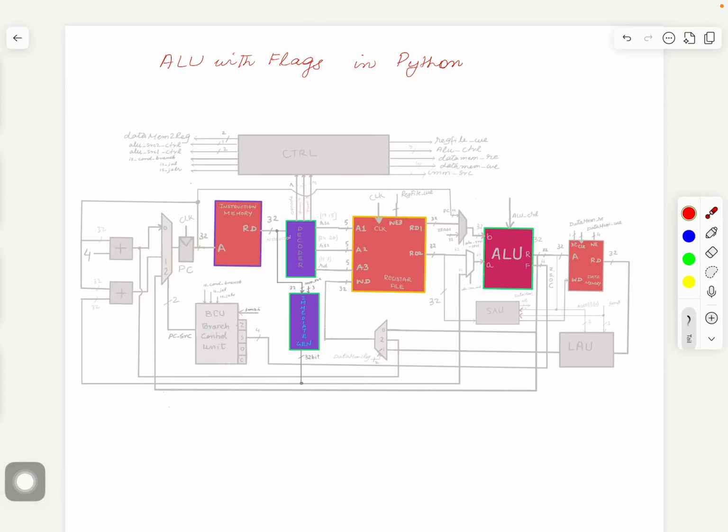This is Rashid here. So, what we have already covered is instruction memory, register file, data memory, decoder, immediate generator. So today we're going to look into the ALU. Slowly, gradually, we are getting there.